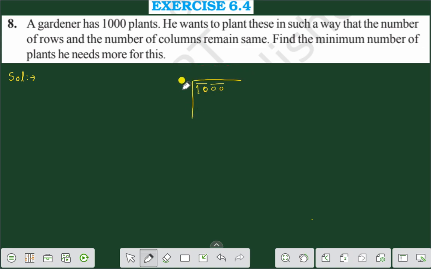we divide by 3. 3 3s are 9. 10 minus 9 is 1. Double the quotient: 3 2s are 6. If we put 1, this 0 0 will come.